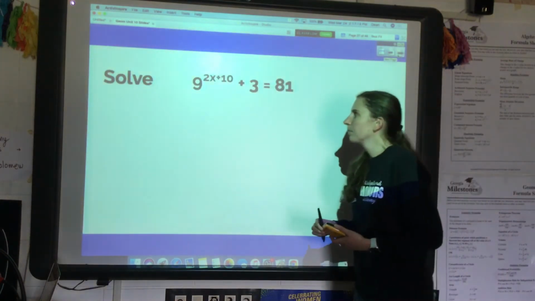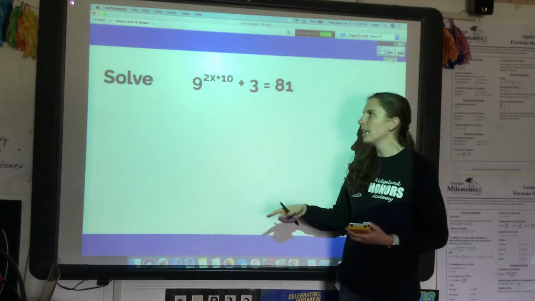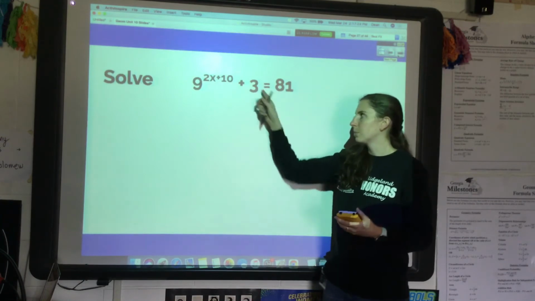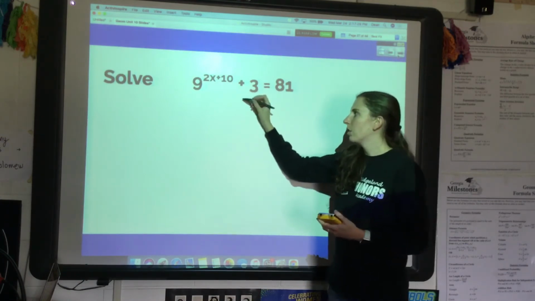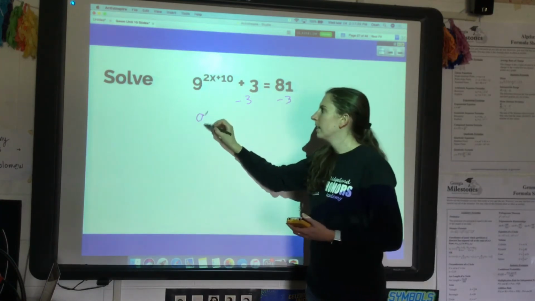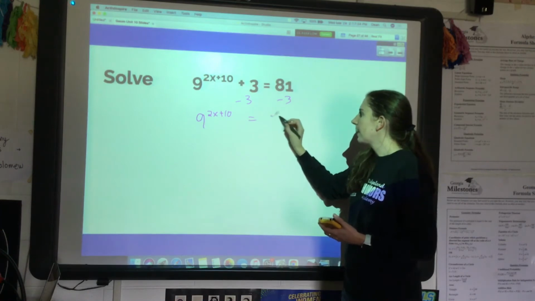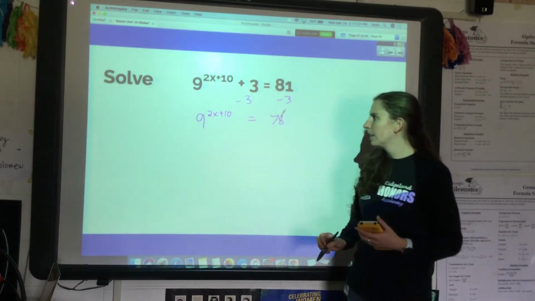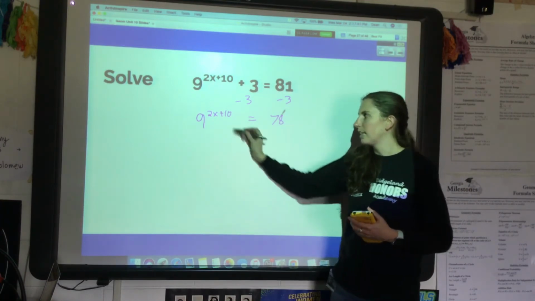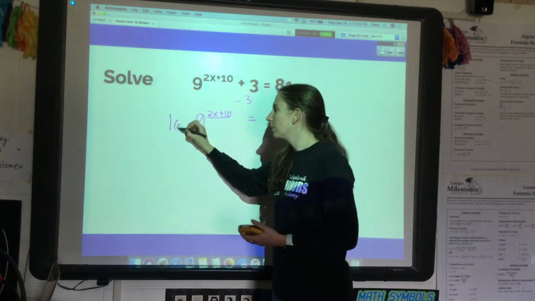On this one, before I start trying to take logarithms, I need to do step 1, which is get the base and the exponent by itself first. This plus 3 needs to go. So just like you do with any algebra, just move it to the other side, and that leaves me with 78. Now I have the base and the exponent by itself. Now, since I need to bring this exponent down, I'm going to do the log of both sides.